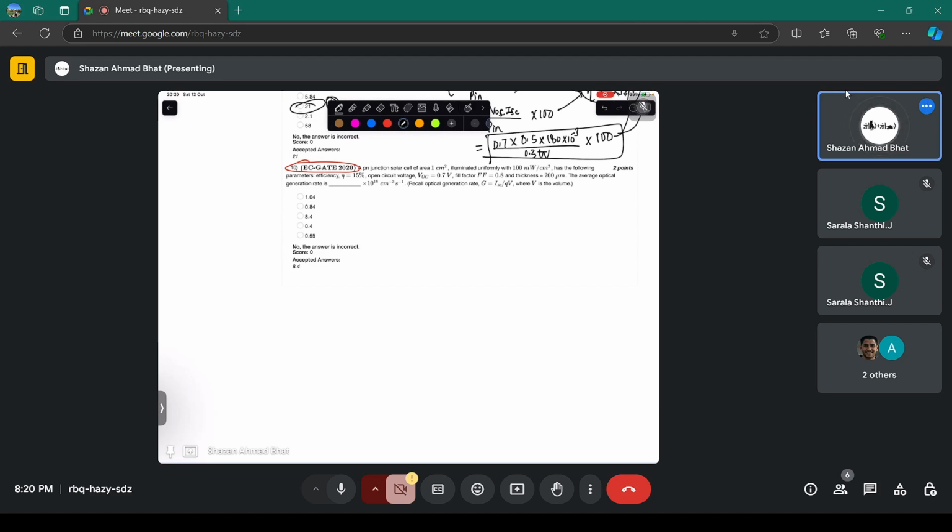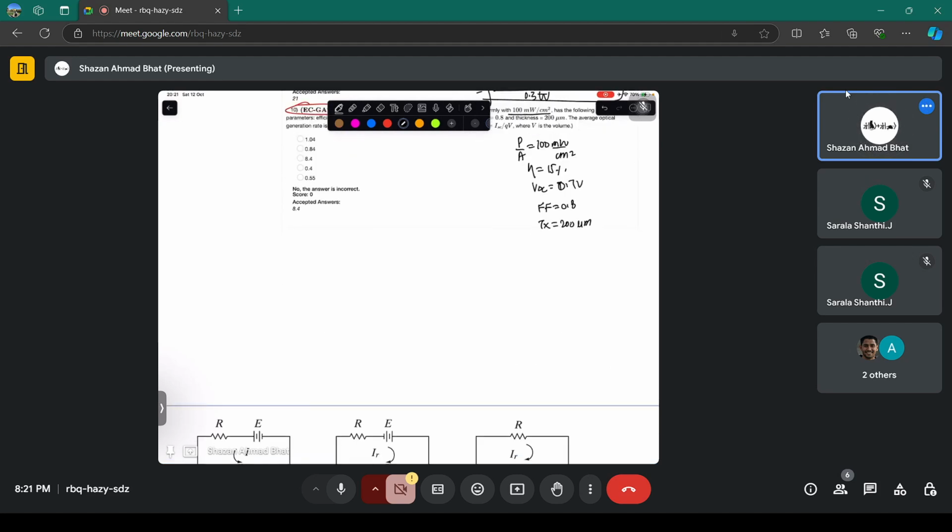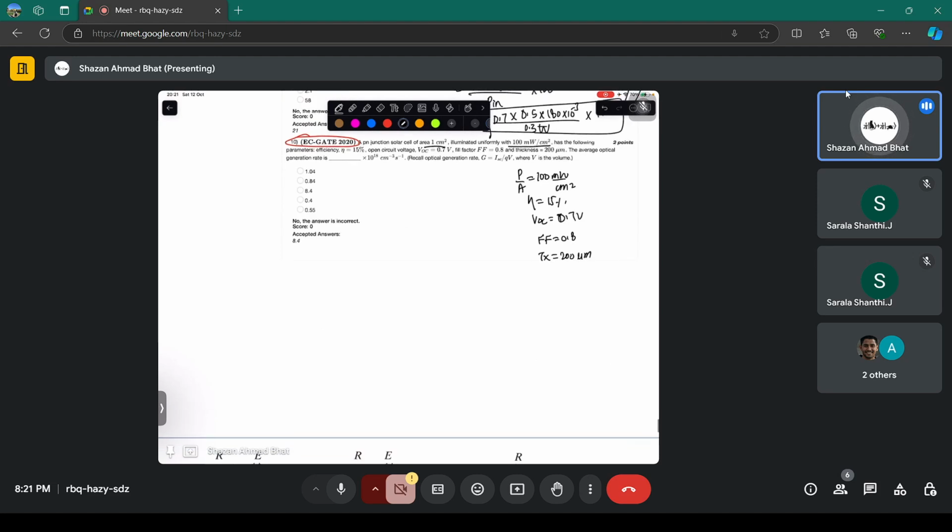What we have to find: we are given the area of the solar cell. The illumination is uniformly 100 milliwatts per centimeter square, which is the power per unit area. Efficiency is given as 15%. VOC is given as 0.7 volt. Fill factor is given as 0.8. Even the thickness is given as 200 micrometer. I don't know whether the thickness will be used. The average optical generation: we have to find the generation rate, G.